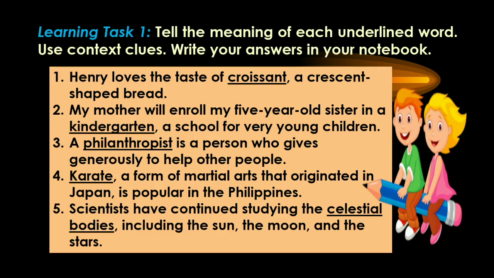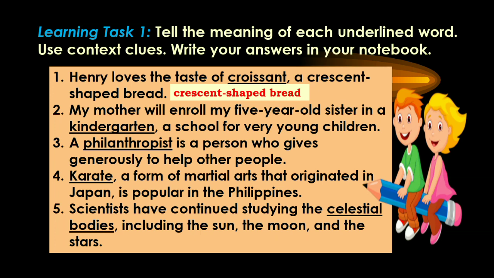In this learning task, you are going to tell the meaning of each underlined word using context clues. Write your answers in your notebook. Number 1. Henry loves the taste of croissant, a crescent-shaped bread. What does croissant mean according to the sentence? Croissant means crescent-shaped bread.